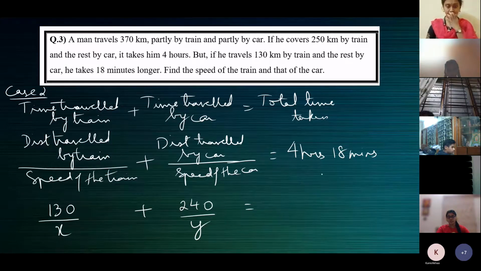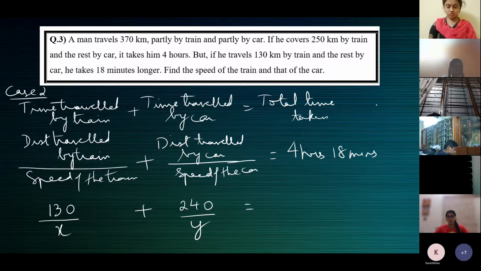Children, we have assumed the speed in kilometers per hour, so there should be only kilometers and hours here, no minutes. For distance it should be kilometers, like 130 kilometers, 240 kilometers, and time should be in hours. So you should convert 18 minutes to hours. You can do that in the rough column, children.